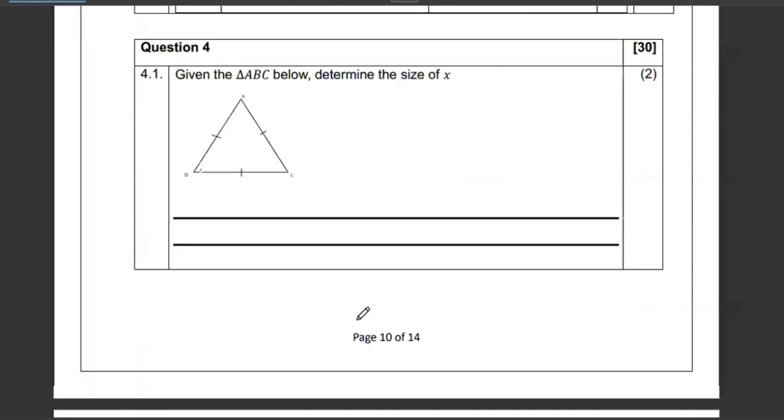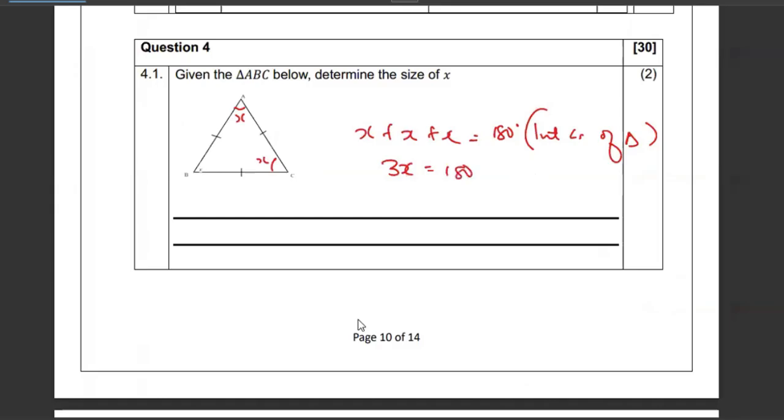All right, then question number 4, given the triangle, determine the size of X. So this is an equilateral triangle. All the sides are equal, meaning that all the angles must also be X. So X plus X plus X should give us 180. Those are interior angles of a triangle. We need to give reasons for every statement, or for most of the statements that we make here. So 3X is 180. X becomes a 60 when you divide both sides by 3.